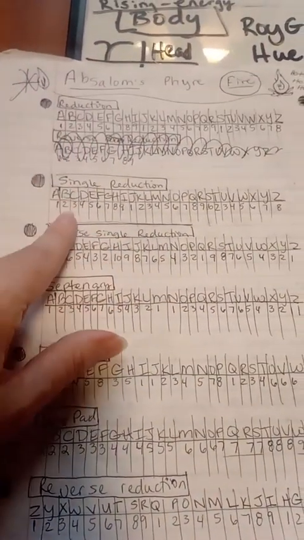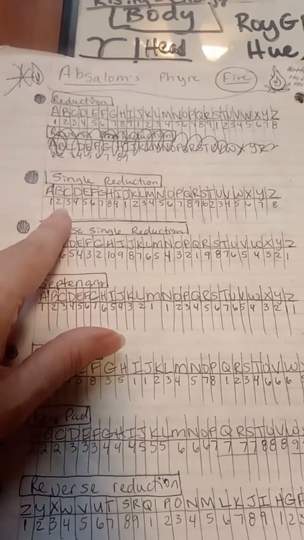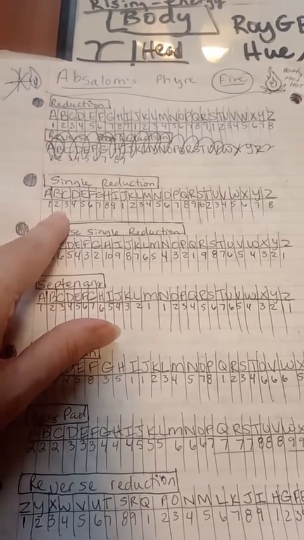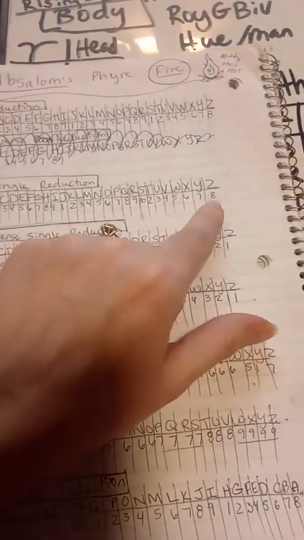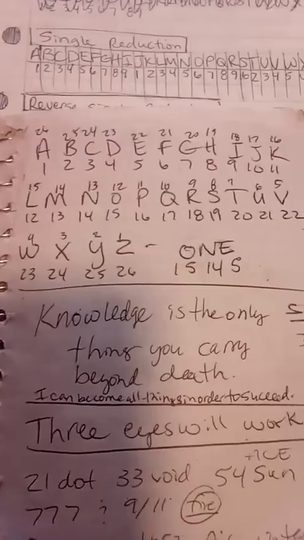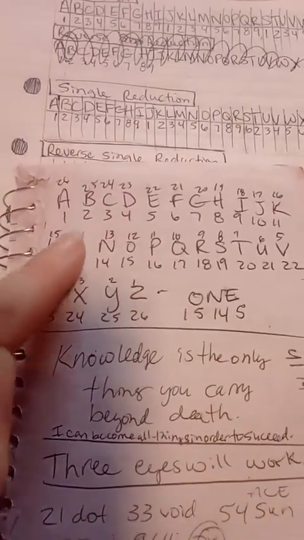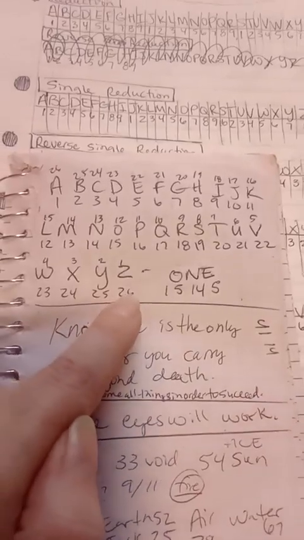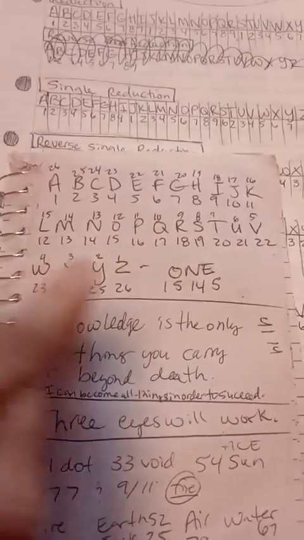And here's your ABCs here. It's the same thing, you guys. I just copied it right down. It's the reduction. This is your single reduction. So you've got your ABCs 1 through 26. You see how I did this? A, B, C, 1, 2, 3, 4, 5, 6, 7, 8, 9, 10, all the way to 26. And then I did the reverse up here.